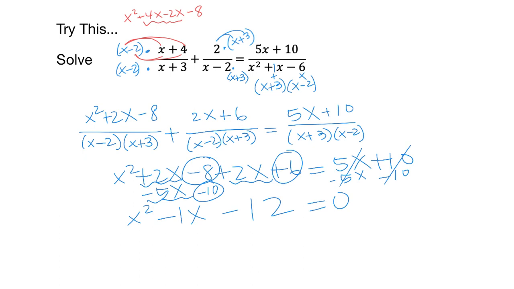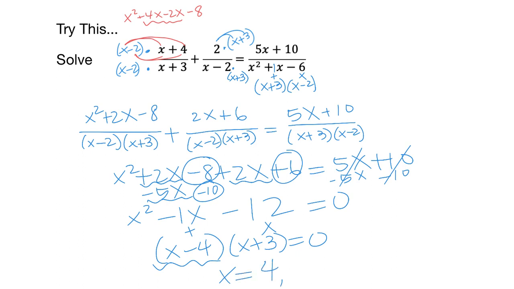So now that we have this, it's looking like we can solve by factoring. So we need two numbers that multiply to be negative 12, add to be negative 1. So that would be a negative 4 and a positive 3. Now if I took those and set them equal to 0, the first one, x minus 4, would tell me x equals positive 4. The second one would tell me x equals negative 3.